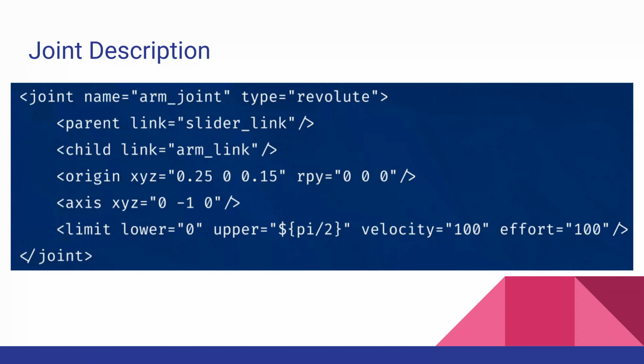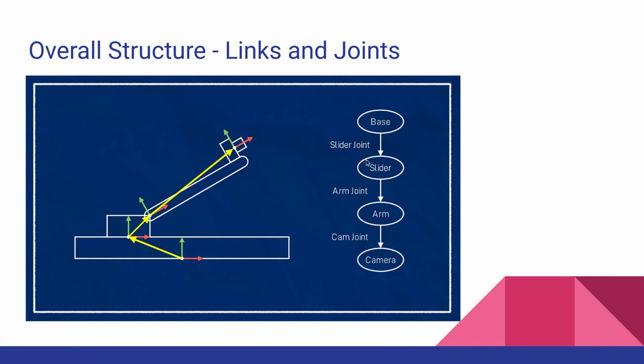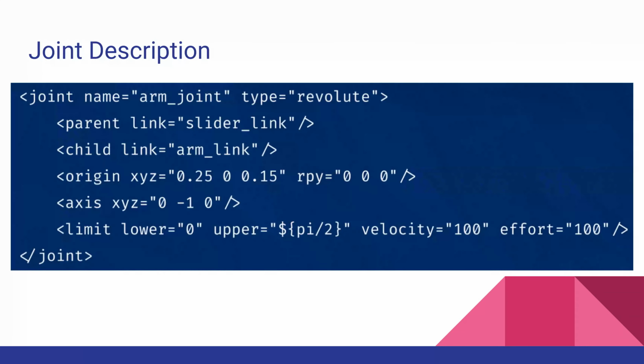So if you see, in the case of the arm joint, the slider link is the parent link, because a slider is already there in the system. If we go in this order of the flow chart, and then if we want to attach the arm to it, we'll need this arm joint. So for this arm joint, slider will be the parent link and arm will be the child link. Okay.